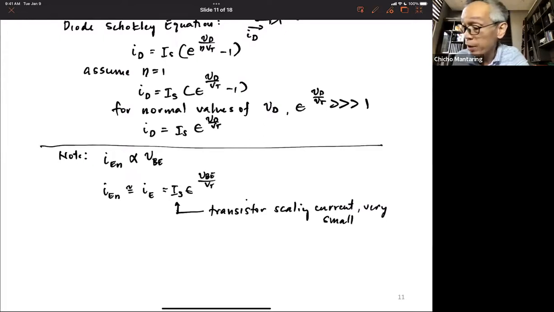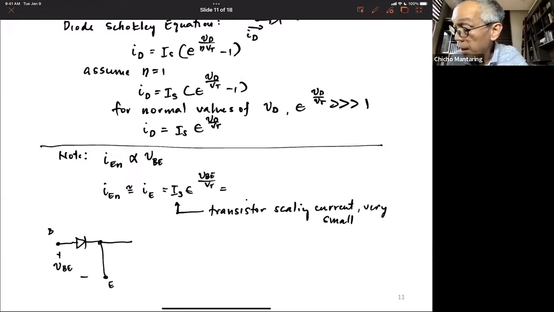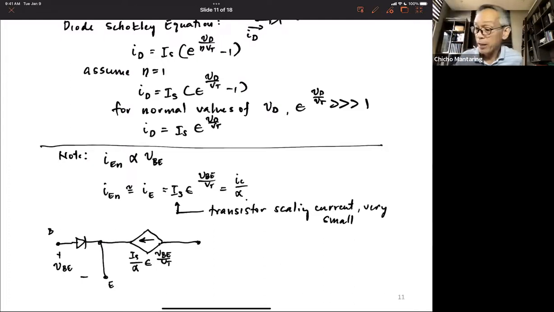Okay, so this brings us to a more refined model for the NPN transistor in active mode. So if this is your base, this is your emitter, this is now VBE. Okay, so what is this, no? This is equal to IC over alpha, because IC is equal to alpha IE. So I have here a controlled current source. Where this controlled current source now is going to be I sub S over alpha e to the VBE over V sub T. And this is going to be your collector.